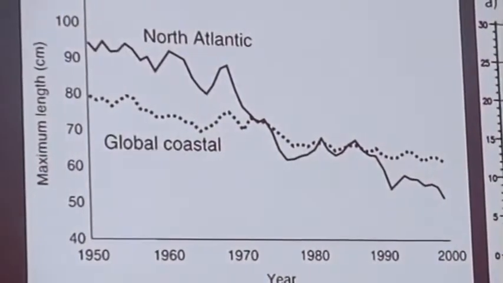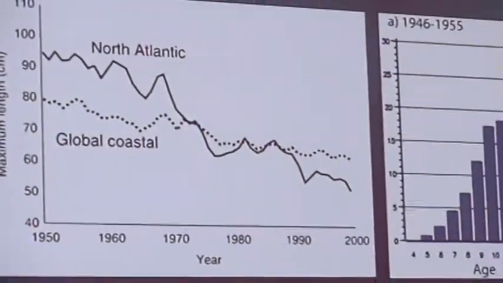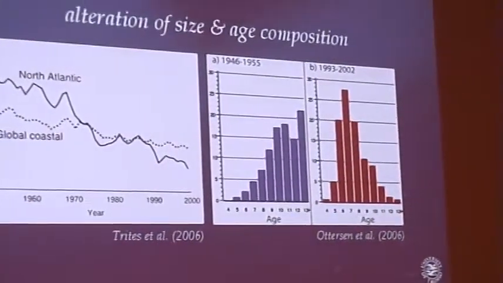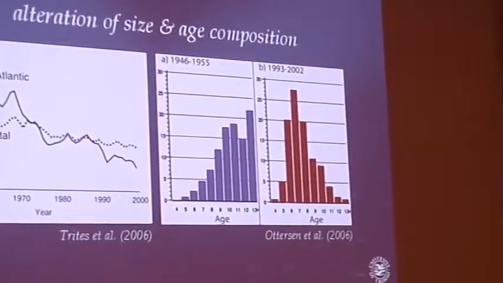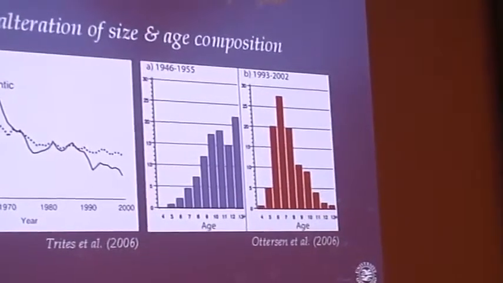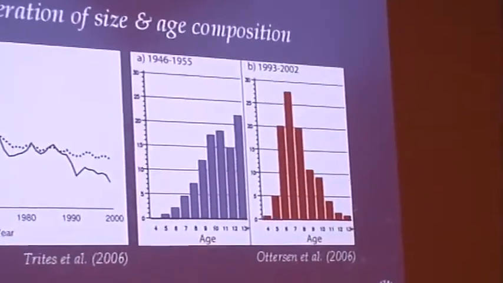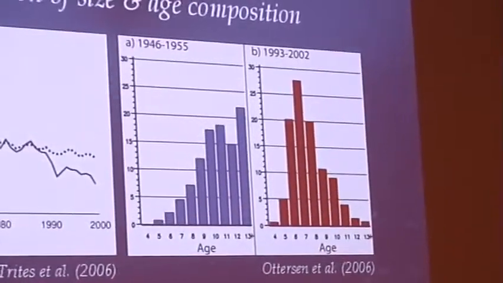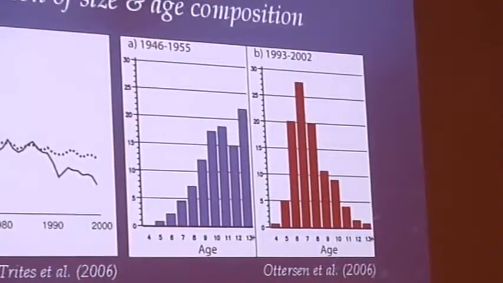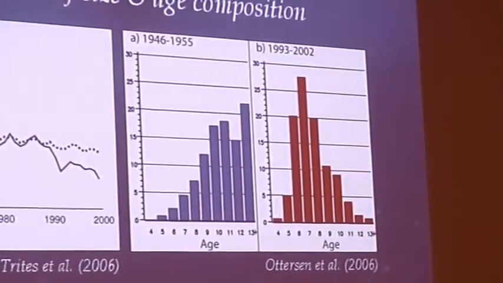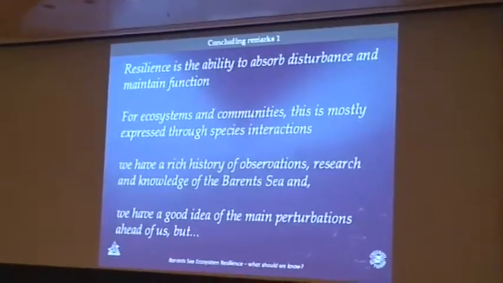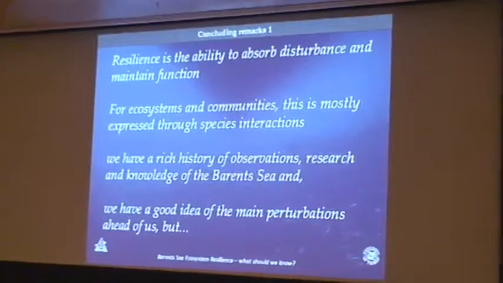And of course, in the Barents Sea, the same phenomenon is occurring. What you can see on the bottom right is the age distribution of cod in the Barents Sea as it was in the late 40s and early 50s, and as it was in the early 2000s. You can see that in the late 40s, most of the cod was age 9 and above, but in the early 2000s, most of the cod in the Barents Sea is age 9 and below. So I think that puts us in a good situation to study resilience.